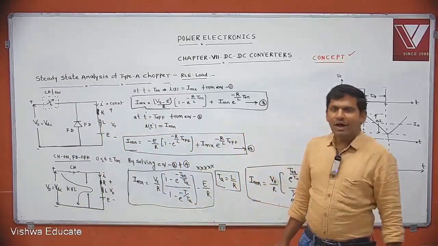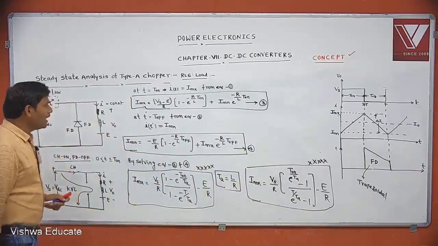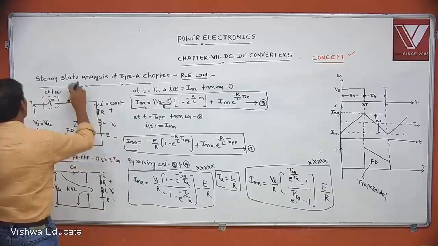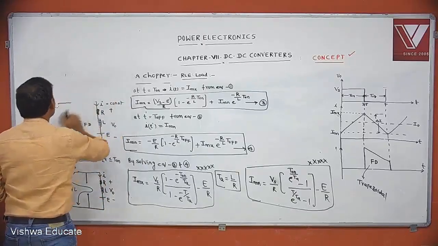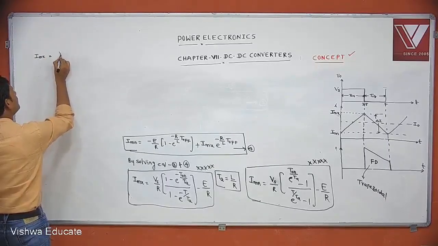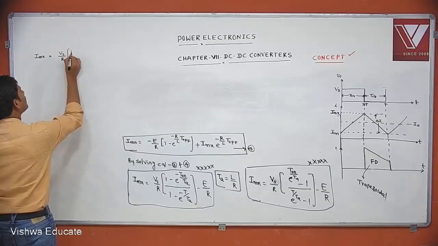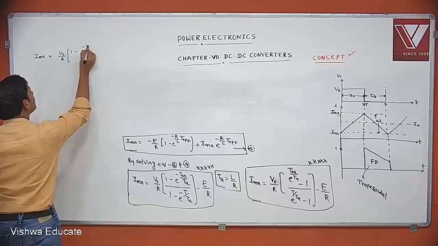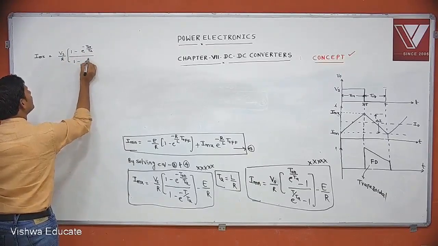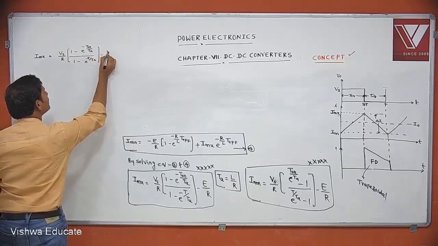These are the I maxima and I minima expressions. By doing the steady state analysis of type A chopper, we have calculated I maxima and I minima. Once you know I maxima and I minima, you can write different expressions. I maxima equal to Vs by R into (1 minus e power minus T on by Ta) by (1 minus e power minus T by Ta) minus E by R.